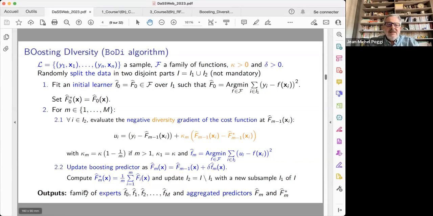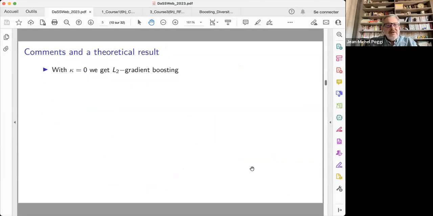in many steps. And at the end of the day, you have capital M steps, and then we consider the family of individual experts, small f, f1, f2, up to f capital M, and some aggregated expert, the usual one, f hat of M, which is the usual boosting estimate, and this one, which is some crude average value of the estimate. So this is boosting. In fact, if you take kappa equal to 0, you get the L2 gradient boosting.